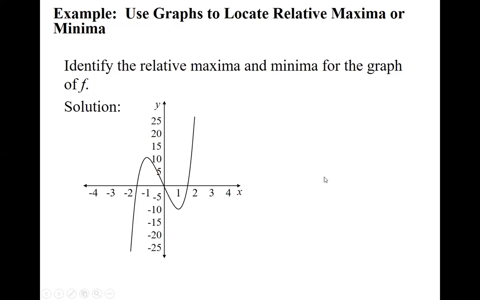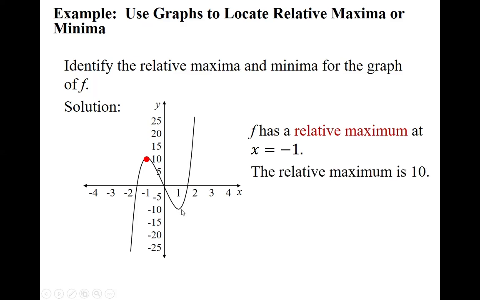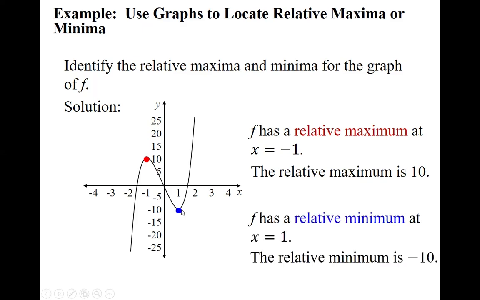So let's identify the relative maxima and minima for the graph of f. We're given a graph. There's a relative maximum here at x equals -1. And there's a relative minimum down here at x equals 1. We would say that the relative maximum is 10 because that's the y value, and we would say that the relative minimum is -10 because that is the y value.